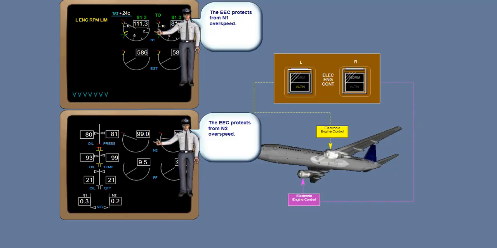In either norm or alternate, the EEC provides N1 and N2 red line overspeed protection, so that if N1 or N2 approaches overspeed, the EEC commands reduced fuel flow. In this case, the ICAS advisory message, left or right engine RPM limit displays to indicate N1 or N2 is at the red line limit. Note, the EEC never provides EGT over temperature protection in either mode.